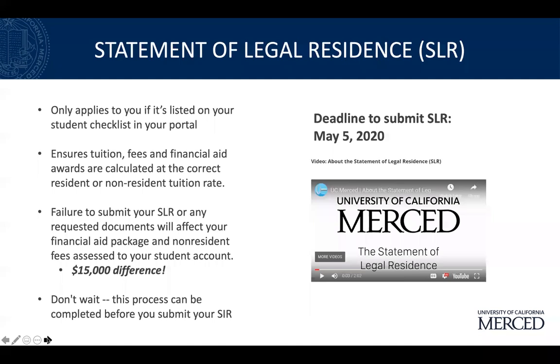If you're an AB 540 student or DACA, make sure that you submit your affidavit from your AB 540 along with a transcript to the registrar.